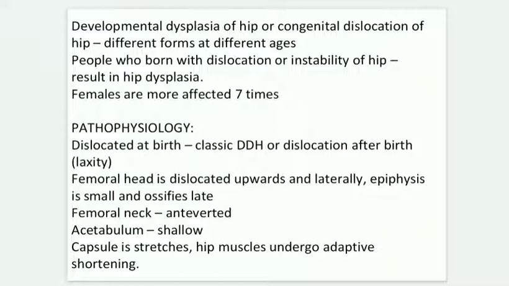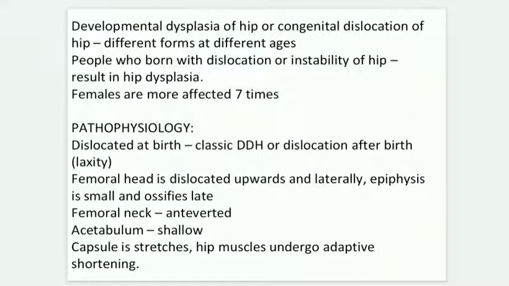Firstly, what is it? It is developmental dysplasia of hip, or congenital dislocation of hip, in different forms at different ages. People who are born with dislocation or instability of the hip result in hip dysplasia, and females are affected 7 times more. Pathophysiology you will write in clinical, not in PT.